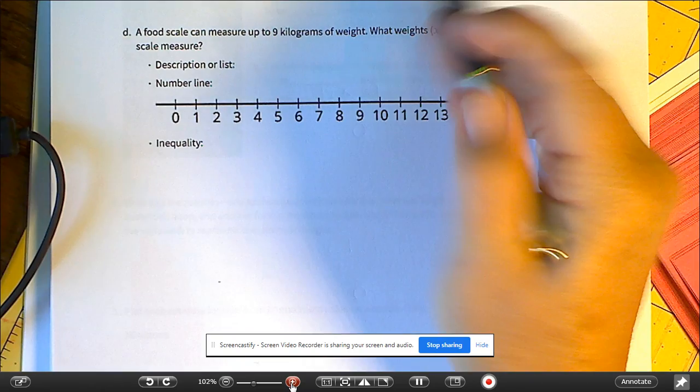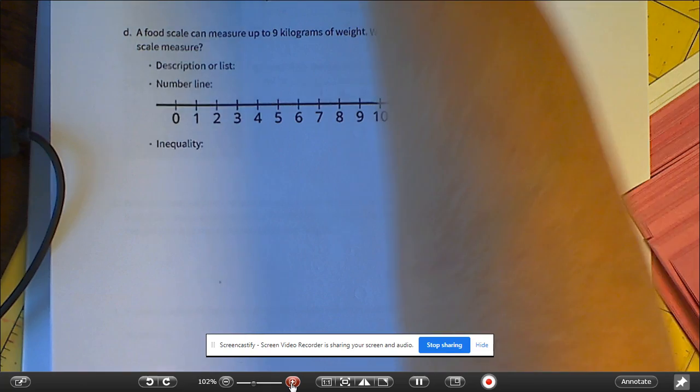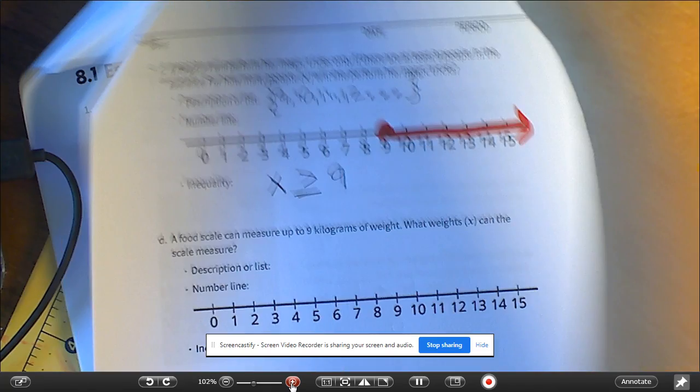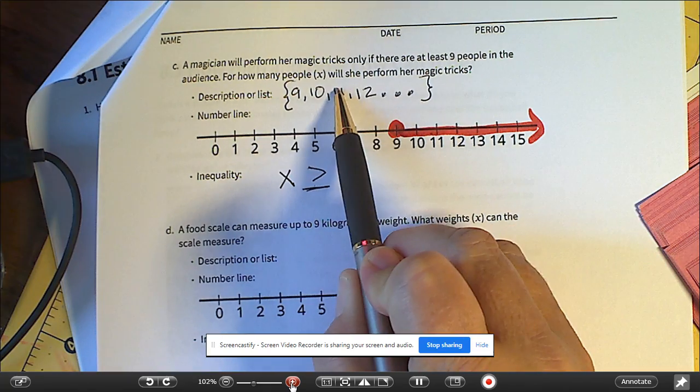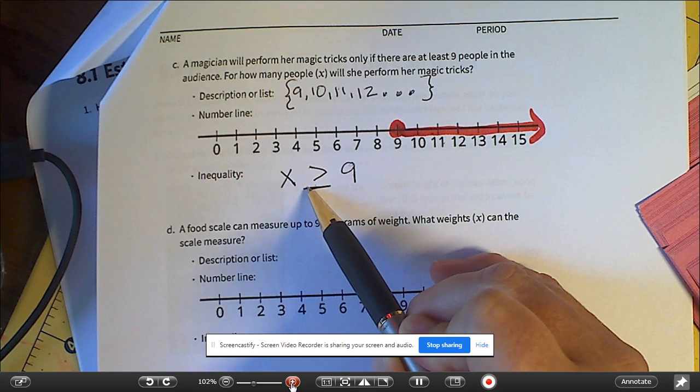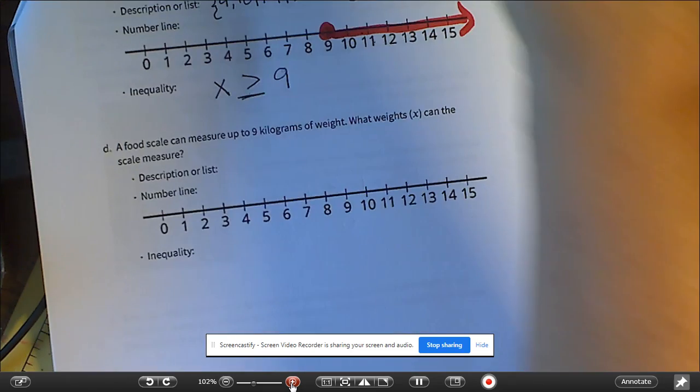So this is a list, that's a description. This is our number line, this is our inequality. Oops, I moved it too fast. So list, number line, inequality. Description would be whole numbers that are 9 or higher.